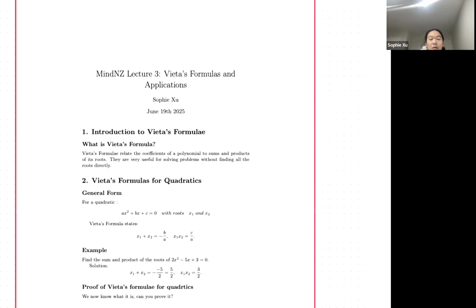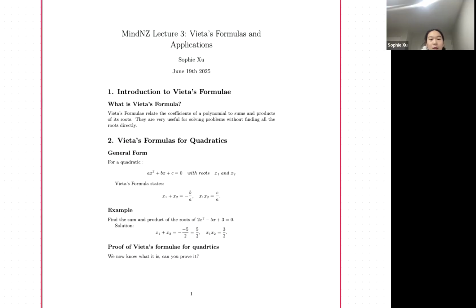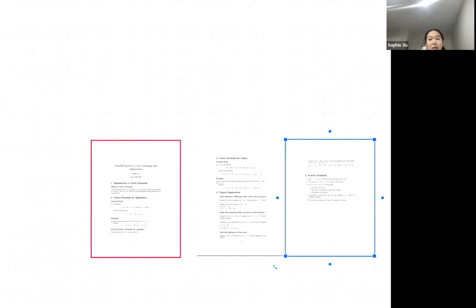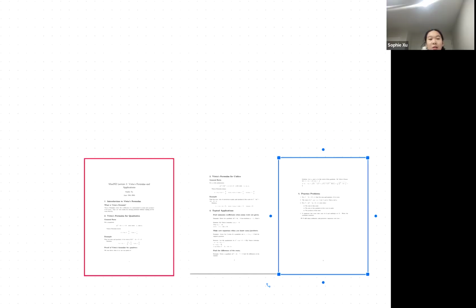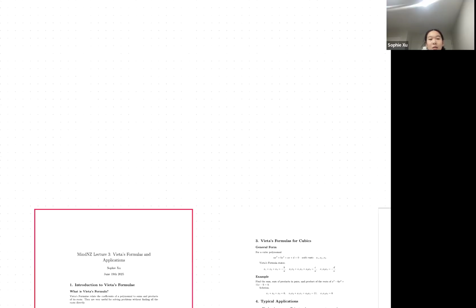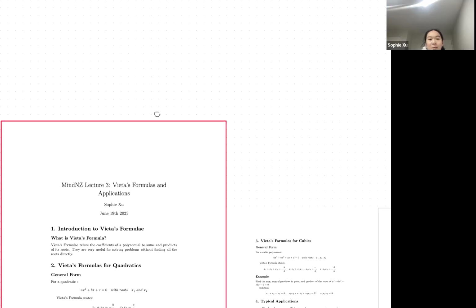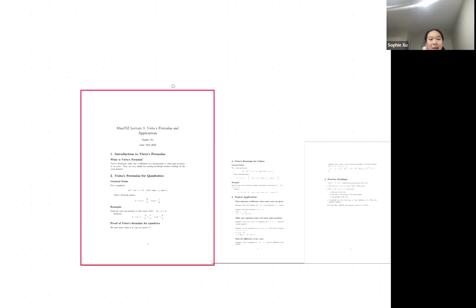Okay, so basically Vieta's formula for quadratics is if you have a quadratic... Oh my god. Can we not move the PDF, please? Thank you.